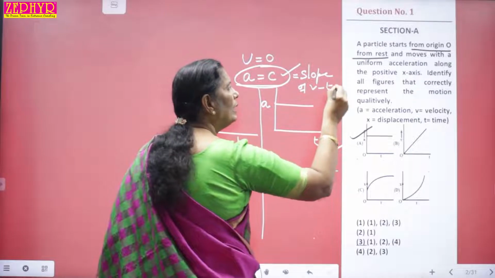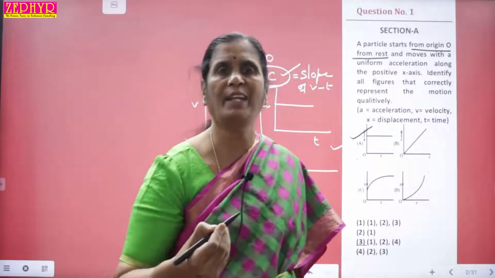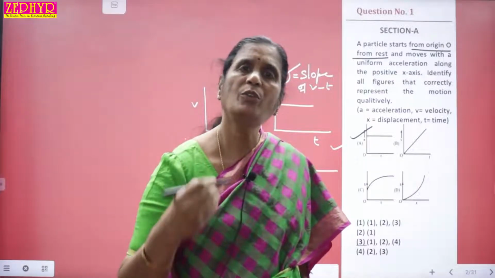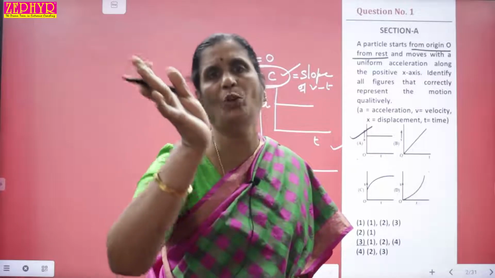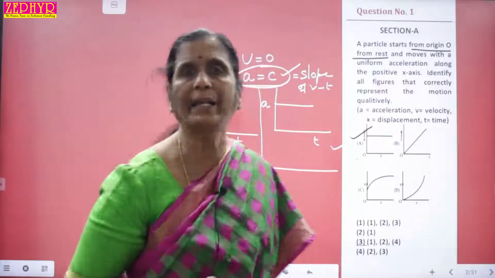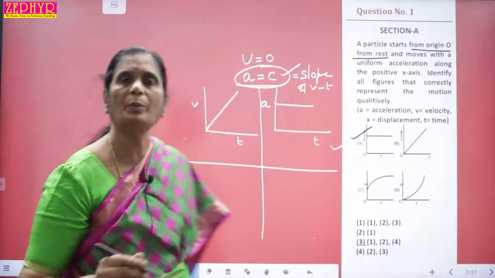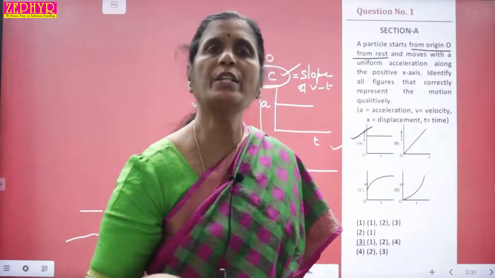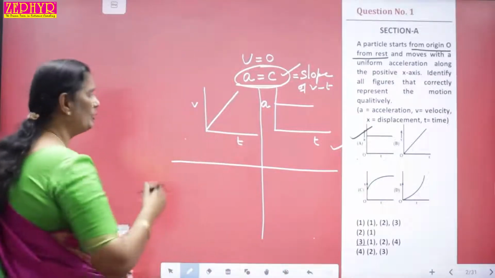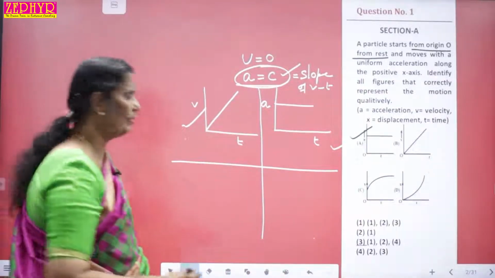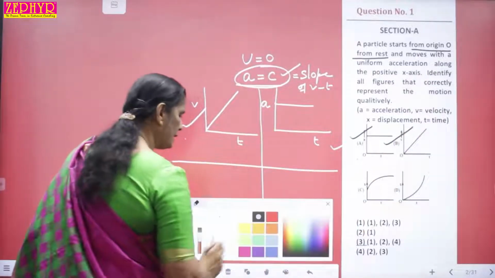Acceleration is constant, but the slope must be constant. Slope of what? Slope of the VT graph is constant. So it must be a constant slope. So definitely it must be a straight line. Acceleration is positive, slope is positive, and it is constant. We have to draw a straight line at some inclined angle. So this is the VT graph. Therefore the second choice is also correct.